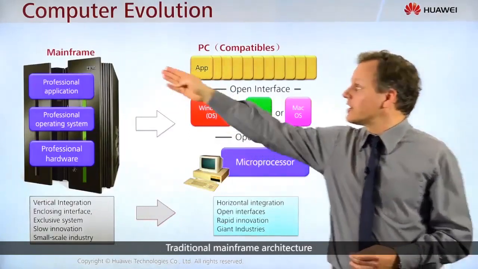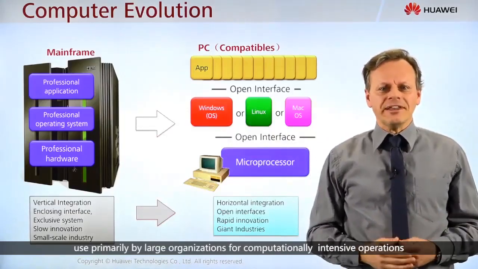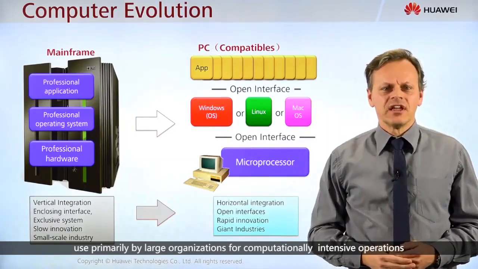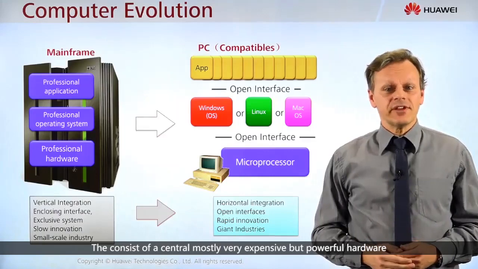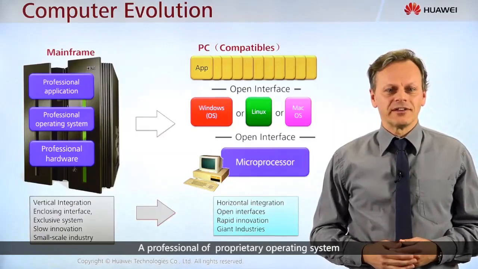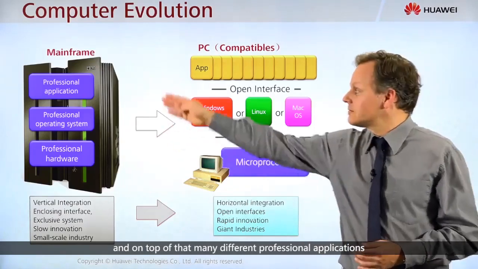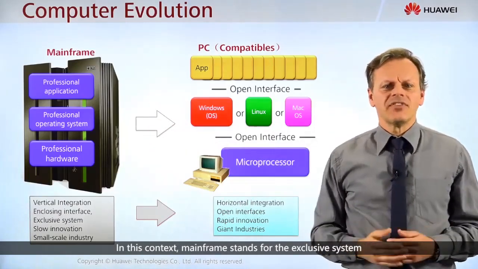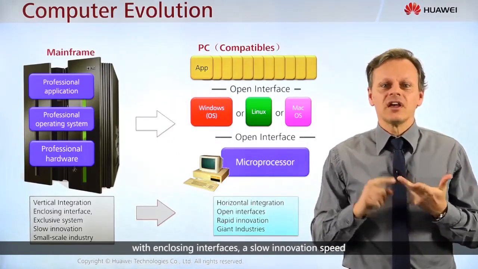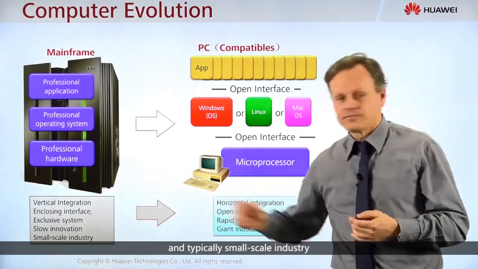Traditional mainframe architectures are big block computers used primarily by large organizations for computationally intensive operations. They consist of a central, mostly very expensive but powerful hardware, a professional, often proprietary operating system, and on top of that, many different professional applications. In this context, mainframe stands for an exclusive system with enclosing interfaces, a slow innovation speed, and typically small-scale industries.